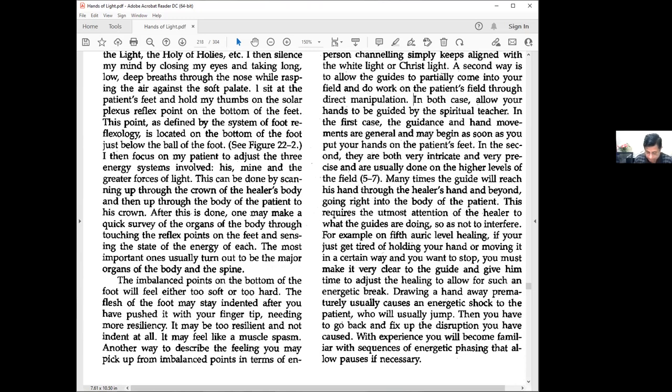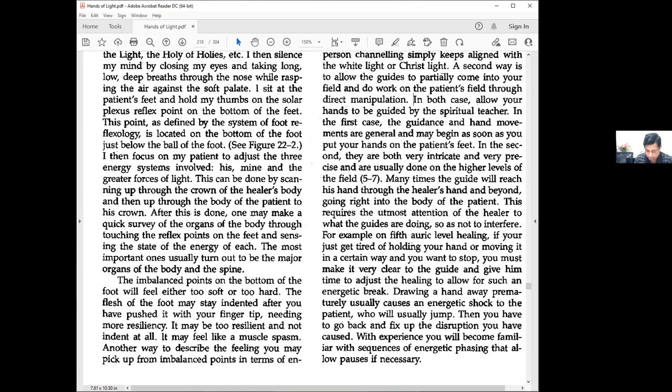In both cases, allow your hands to be guided by the spiritual teacher. In the first case, the guidance and hand movements are general and may begin as soon as you put your hands on the patient's feet. In the second, they are both very intricate and very precise and are usually done on the higher levels of the field, 5 to 7.